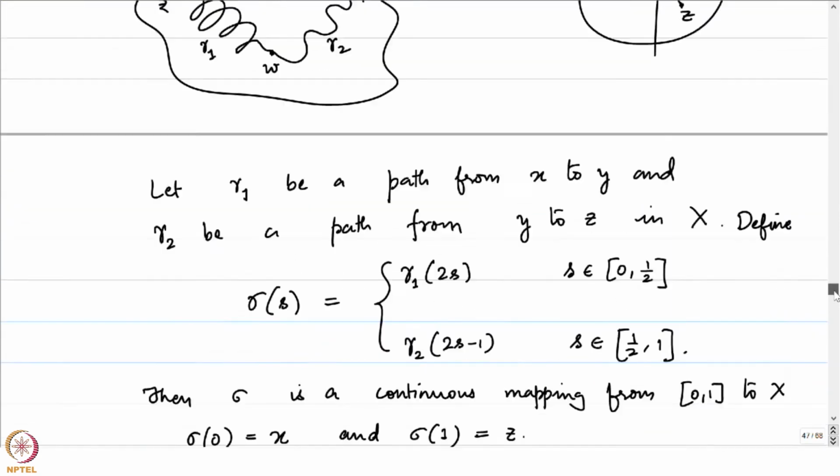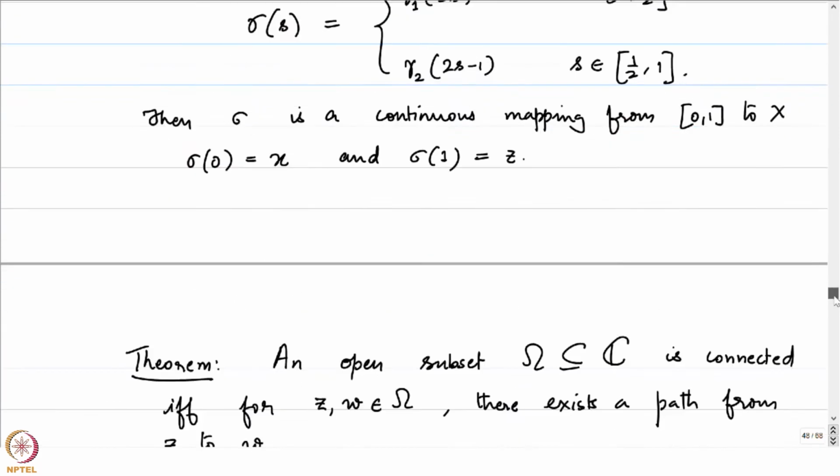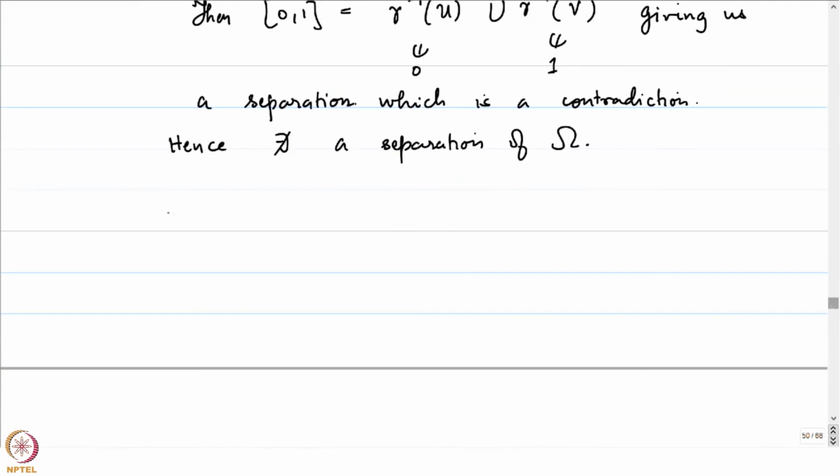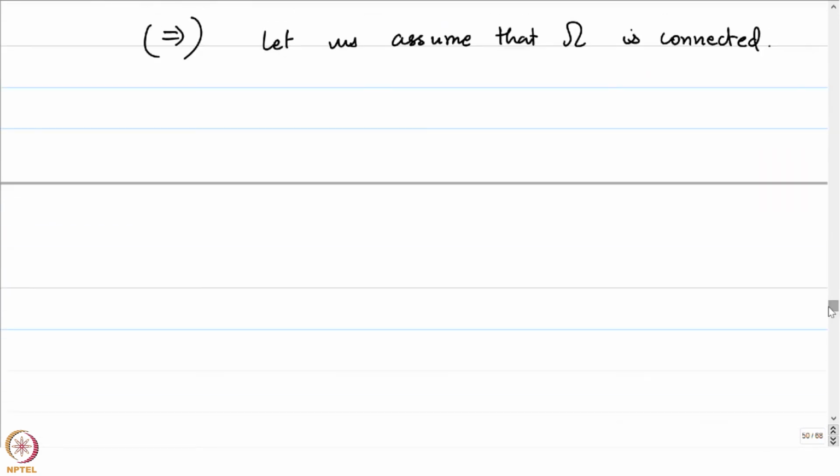So one side was quite easy. The backward direction was quite easy. We will prove that if omega is connected, then between any 2 points there always exists a path. So let us assume now that omega is connected. Let's fix some point z0 in omega.